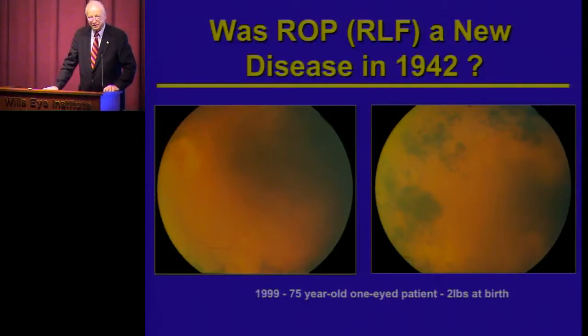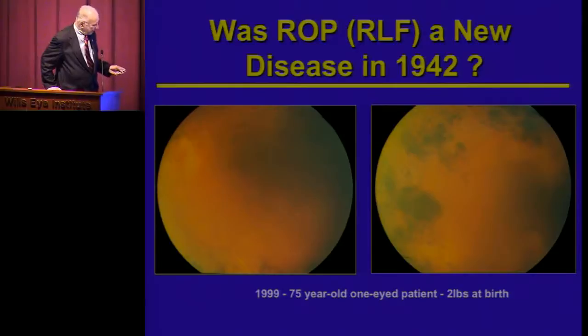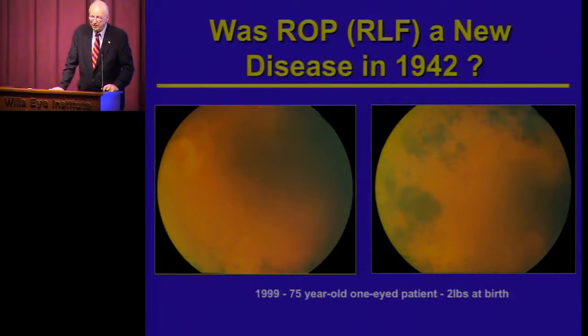What do you think? Think it just started in 1942? No. Okay. This woman had been born, you see, in 1924; in 1999, she was 75. So I asked her how much she weighed, because even through the cataract, I could see this pigment here. And you can sometimes see that in babies who were premature, or people who were premature babies. She said, I weighed 2 pounds at birth. I said, that's amazing that you survived back then.